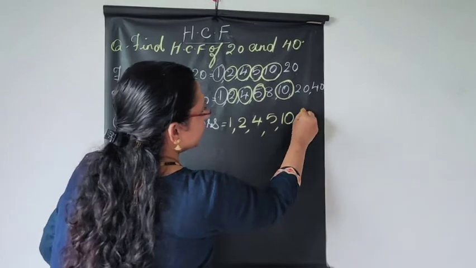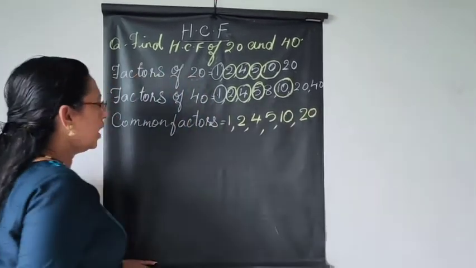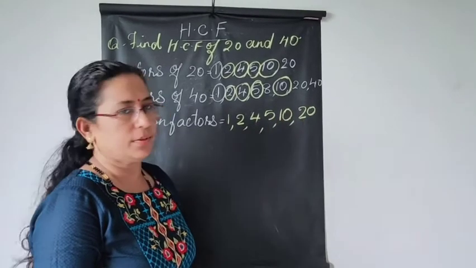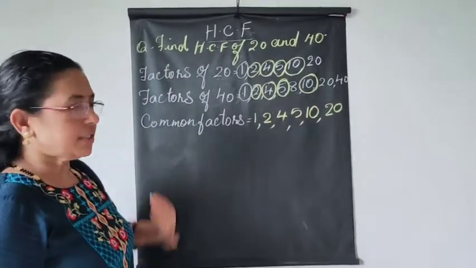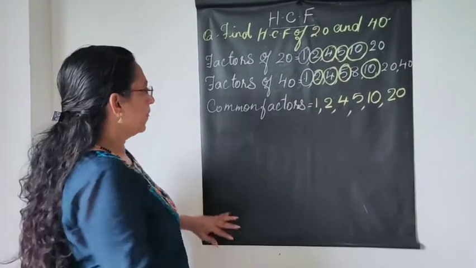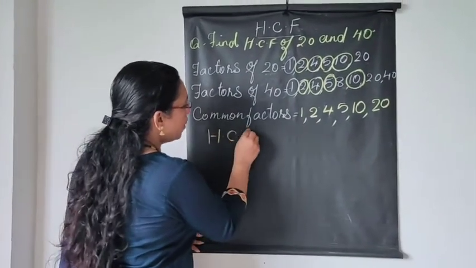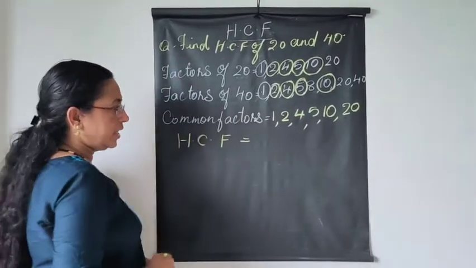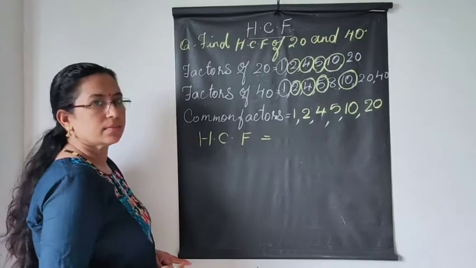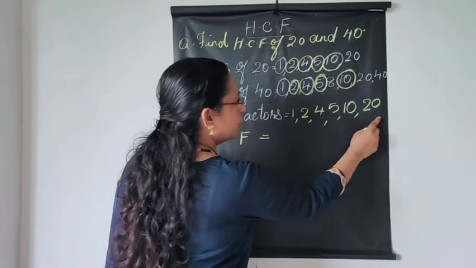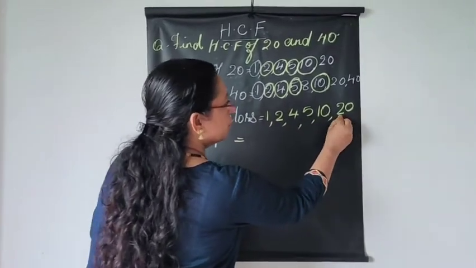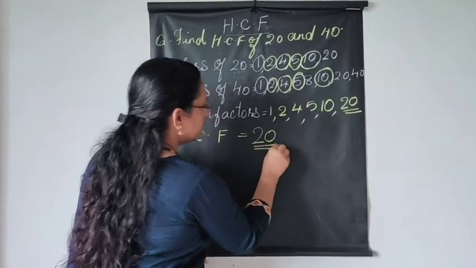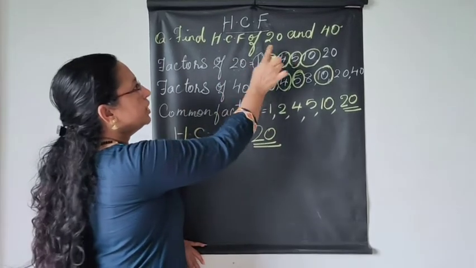20. Yes, 20 also we can see in both numbers. Okay. So what are the common factors now? 1, 2, 4, 5, 10 and 20. Now our last step, HCF means highest common factor. Among all these common factors, which is the highest one? Highest means biggest. Out of these numbers, which is the biggest one? 20. So write down 20. So 20 is the HCF of 20 and 40.